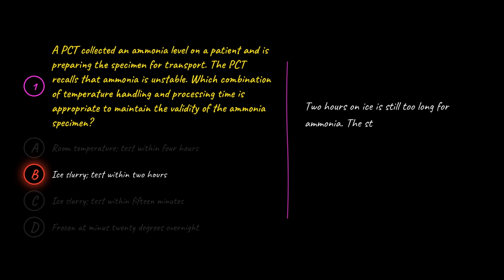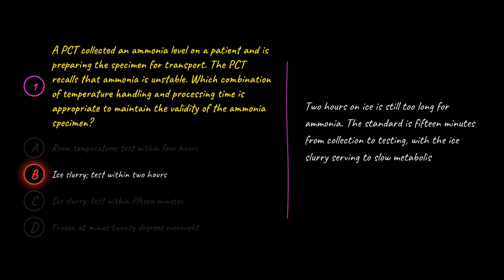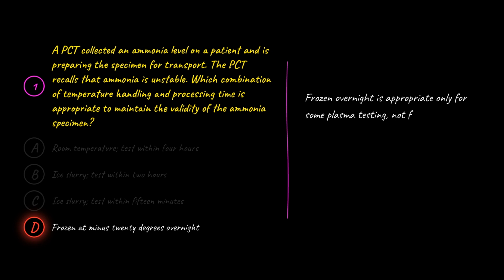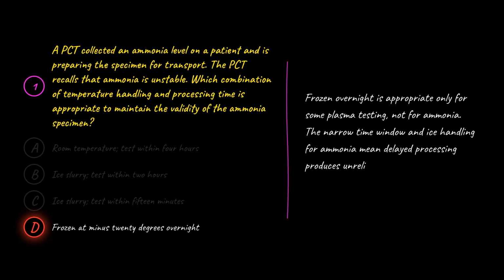The standard is 15 minutes from collection to testing, with the ice slurry serving to slow metabolism only briefly during transport to the laboratory bench. D is wrong because frozen overnight is appropriate only for some plasma testing, not for ammonia. The narrow time window in ice handling for ammonia means delayed processing produces unreliable results regardless of subsequent freezing.